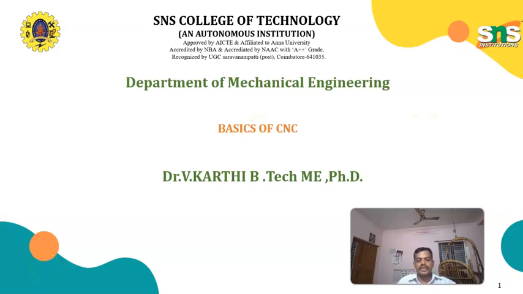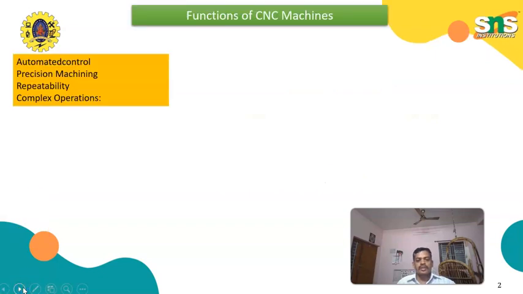Today's topic is CNC machines and their function and programming. What is a CNC machine? A CNC machine is an automatic tool controlled by a computer operator to perform precise machining operations such as drilling, milling, turning, or grinding. The main features are automatic control, precision machining, repeatability, and complex operations.